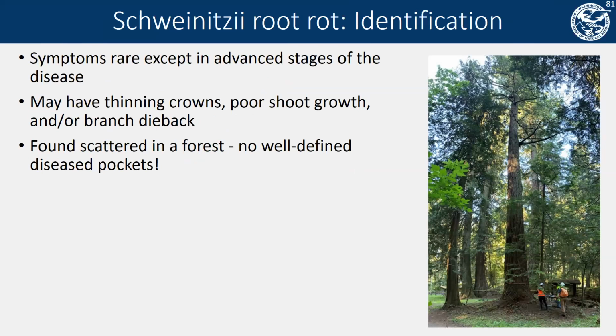Schweinitzii root rot is tricky to identify, and that's because its symptoms are rare except in very advanced stages of the disease. What this means is that these trees can look just fine until the roots and the lower portion of the tree called the butt have really rotted out and are at risk of failing. Despite that, there are scenarios where you may see thinning crowns or poor shoot growth and/or branch dieback, but it's not really the main thing you can look for in the field.